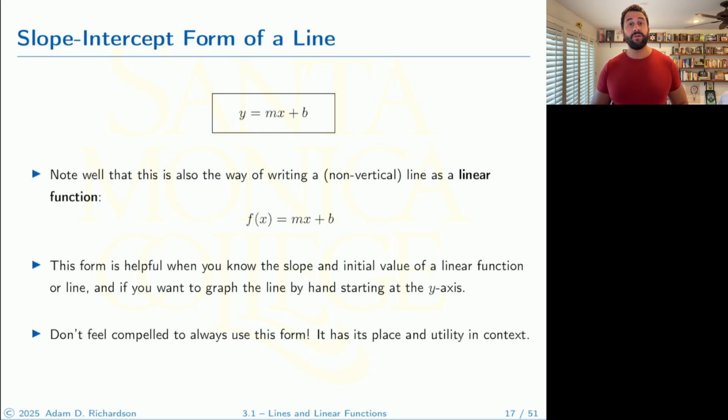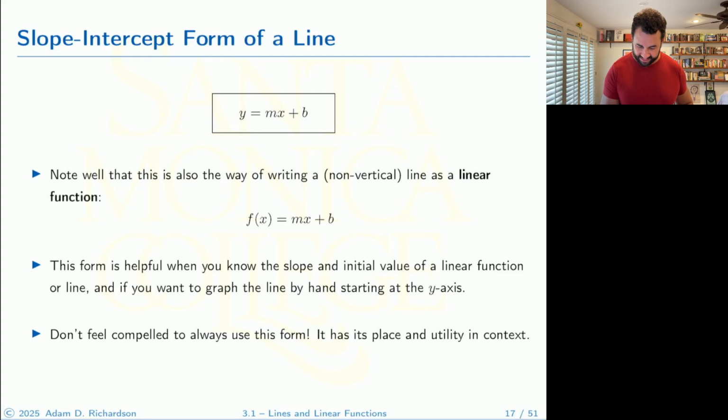Okay, a couple notes about this form. This is how you write a non-vertical line as a linear function, which we're going to talk about in just a couple minutes here. mx plus b is the basic form of a linear function. So when is this form helpful? This form is helpful when you know the slope and you know the initial value of the linear function, basically the starting value. And if you want to graph it by hand, starting at the y-axis.